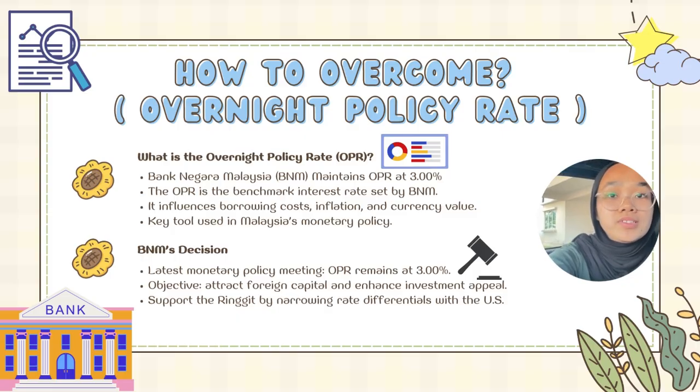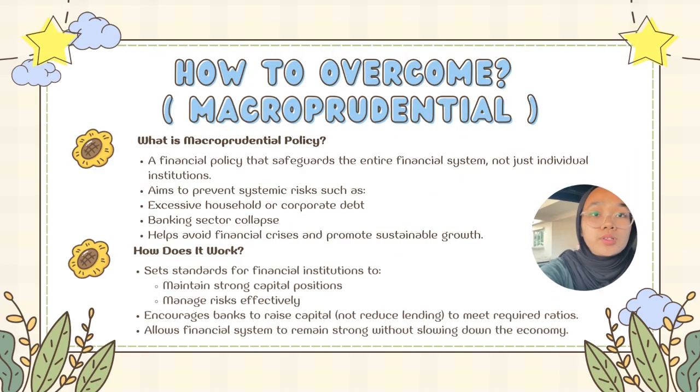Hence, in BNM's decision at the latest monetary policy meeting, they decided to remain the OPR at 3%. The objective is to attract foreign capital and enhance investment appeal, and to support the ringgit by narrowing rate differentials with the US. There is also macroprudential.